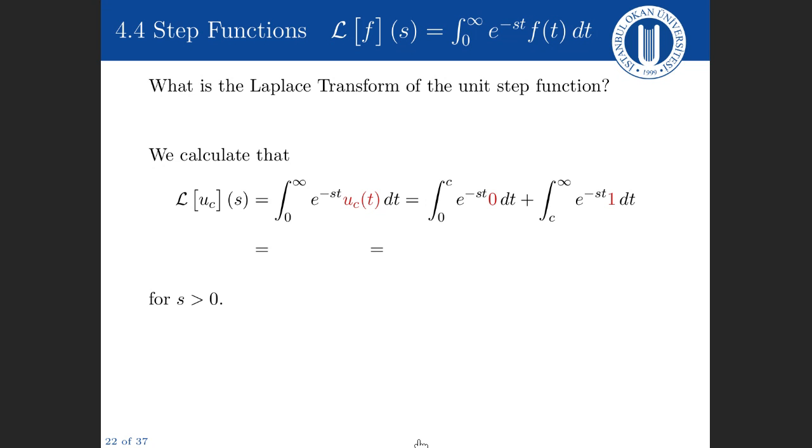And remember, this unit step function is equal to either 0 or 1. First, the function is equal to 0, and then the function is equal to 1. So between 0 and c, we have a 0 in our integrand. Between c and infinity, we have a 1 in our integrand. And of course, we don't need to integrate 0 because the integral of 0 is 0. So really, we're calculating the integral from c to infinity of e to the power minus st dt. And we know how to do this. This is e to the power minus cs divided by s.